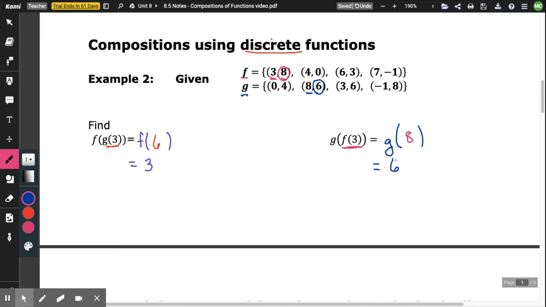Now with these, it is possible for them to ask me a question that I can't answer. So I just wanted to touch on that for just a moment. Because this is discrete data, if they ask me something like f of g of 4, in order to evaluate this, the first thing I would do is find this g of 4. Now when I go and look at g, and I'm looking for an x value of 4, my x value there is 0, there it's 8, there it's 3, and there it's -1. So I don't have an x value of 4 for the function g.